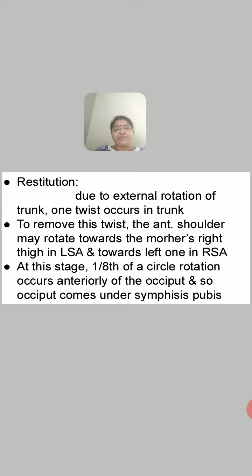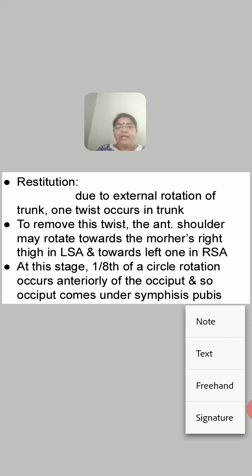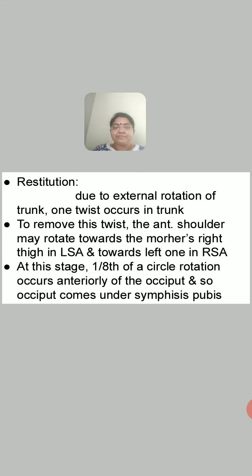At this stage, 1/8 of a circle rotation occurs anteriorly of the occiput, and so the occiput comes under the symphysis pubis. After delivery of the shoulders, the occiput lies in the pelvic floor, so the occiput also rotates through 1/8 of a circle, so that the occiput lies under the symphysis pubis.